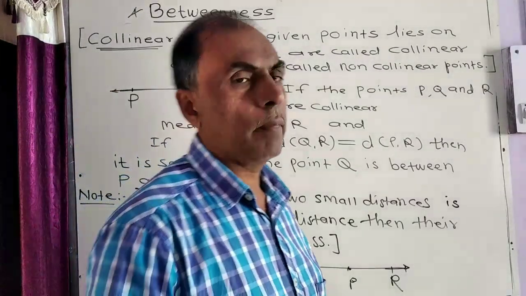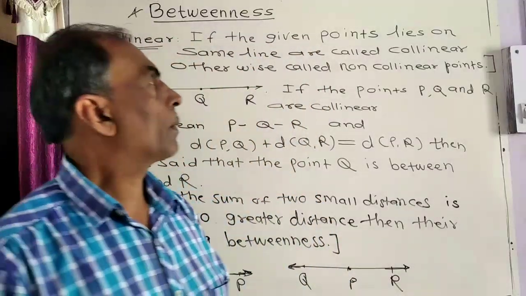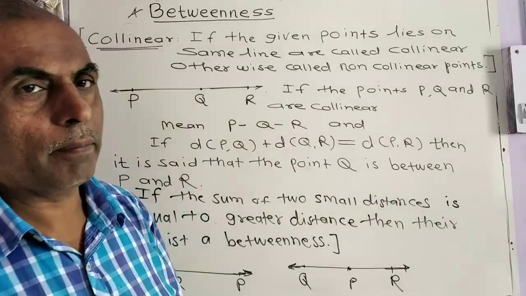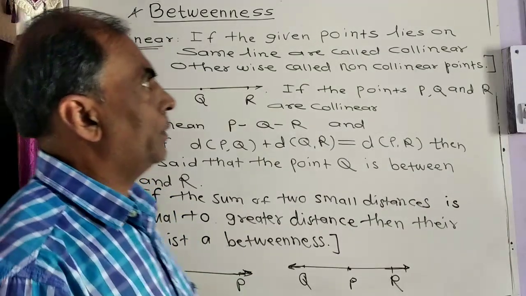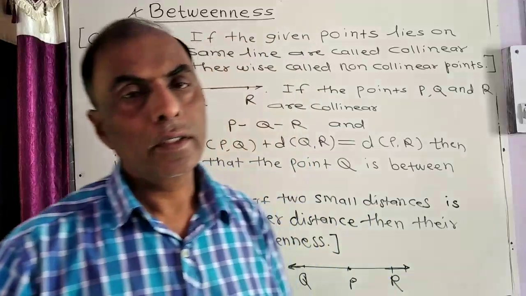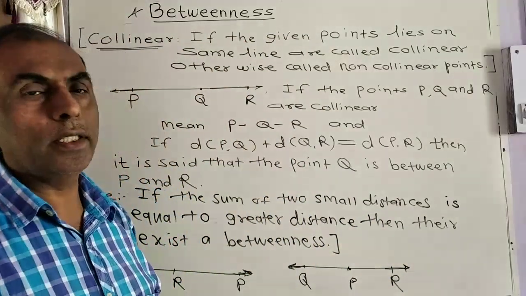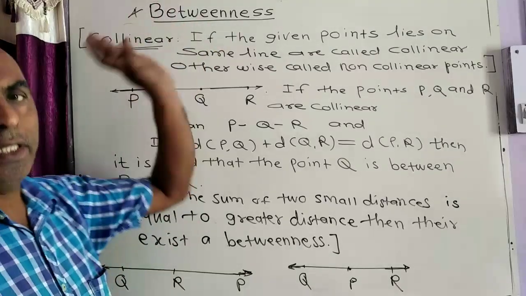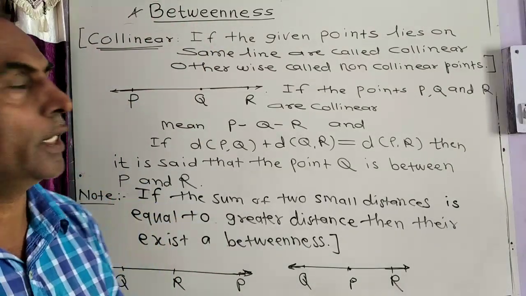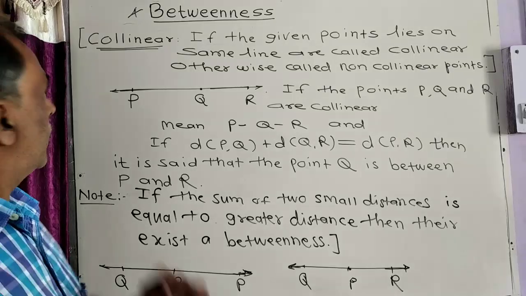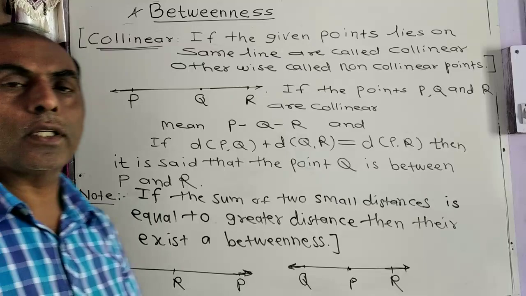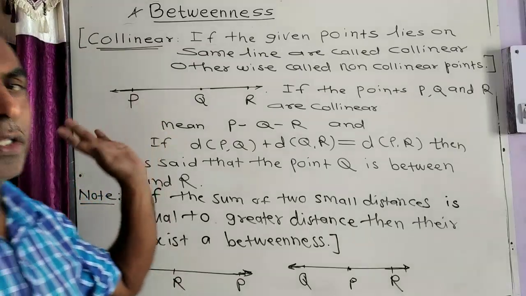Good morning students. Now in the last lecture we have seen the basic concepts in geometry, and in that first topic we have seen the coordinates of the points and the distance between two points. Now there is another topic, the betweenness between the points, that is the next topic. To find the betweenness, first we have to learn what are collinear and non-collinear points.